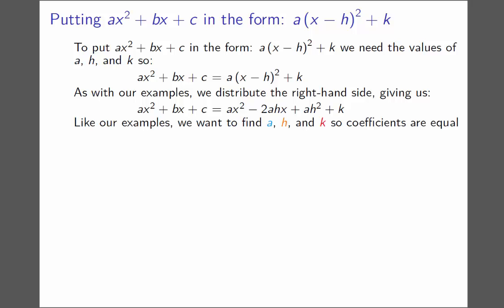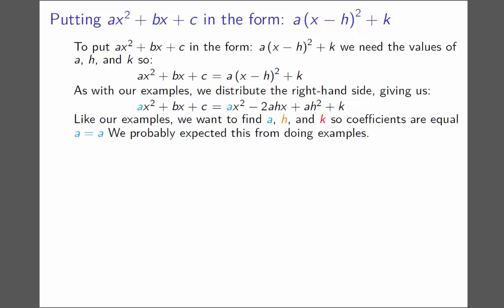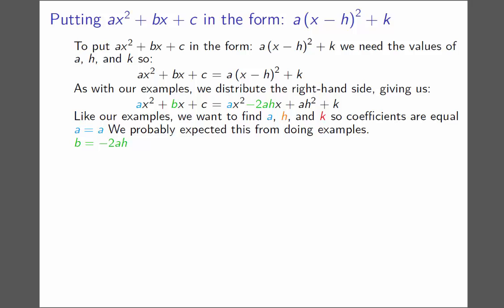And again, like our examples, we want to find a, h, and k so our coefficients are equal. In particular, our coefficient of x squared on the left must be our coefficient of x squared on the right. So here we need a equals a, which shouldn't come as any surprise, although maybe we should have made these different letters to begin with. And we'd probably expect this anyways from doing our examples. We also need our coefficient of x to be the same on both sides. So b has to equal negative 2ah.